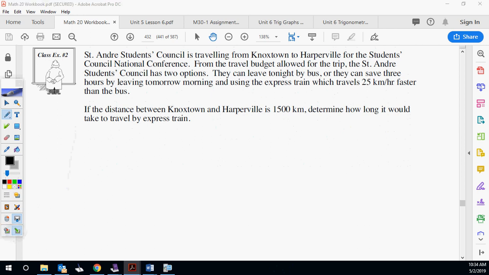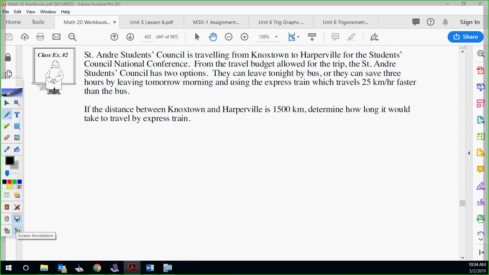St. Andre Students' Council is traveling from Knoxtown to Harperville for the Students' Council National Conference. From the travel budget allowed for the trip, the St. Andre Students' Council has two options. They can leave tonight by bus, or they can save 3 hours by leaving tomorrow by using an express train, which travels 25 kilometers an hour faster than the bus. If the distance between Knoxtown and Harperville is 1,500 kilometers, determine how long it would take to travel by express train.